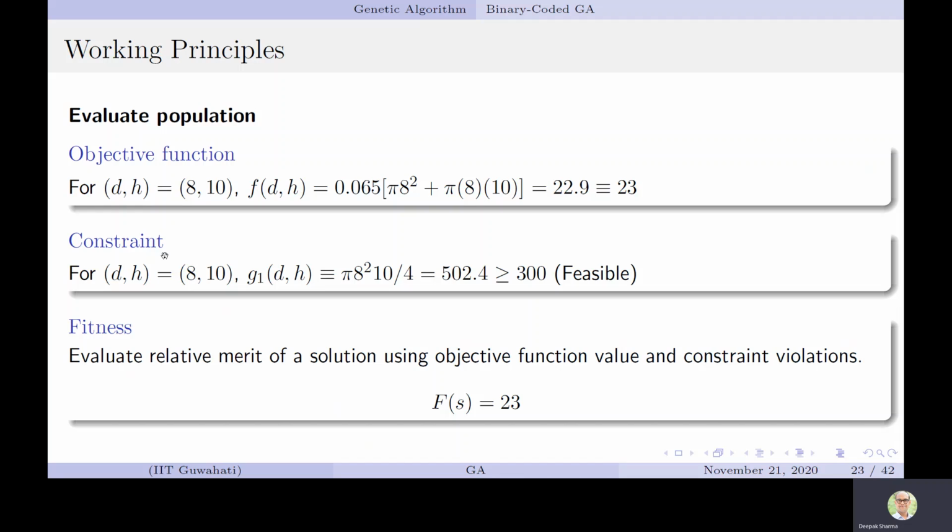Then we are finding the constraints. So for the same solution, diameter and height 8 and 10, when we put in the values, it is coming out to be 502.4, meaning it is already greater than 300, which means it is feasible. Then what is fitness? Let us assume that we are taking some kind of penalty function method. Since it is feasible, the fitness value is the same as the objective function. So capital F of S is equal to 23.